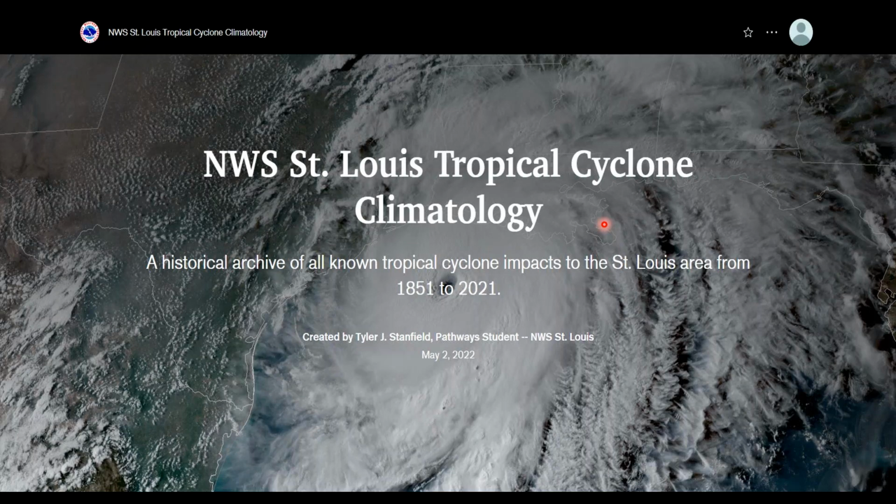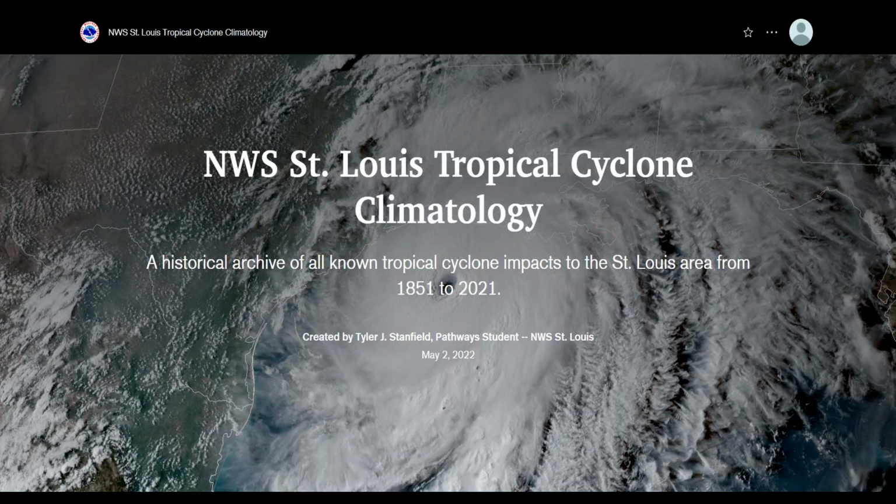What I'll basically be doing in this presentation is giving an overview of the story map itself. These will be mostly static images of the climatology, but the climatology itself will be made public hopefully in the next week or so for everybody to be able to see the full page on its own.